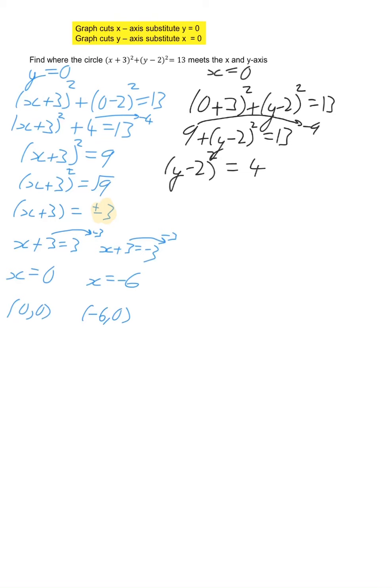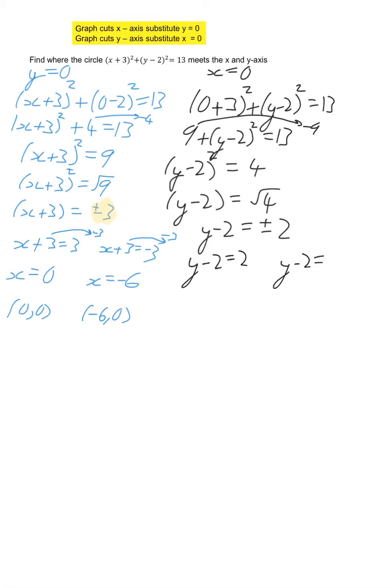So just like the question on the left, to get rid of the squared, you square root the other side. So y minus 2 now is equal to the square root of 4. So y minus 2 is equal to plus or minus 2. So I have y minus 2 is equal to 2, and y minus 2 is equal to minus 2. Working out the one on the left first, minus 2 to the other side becomes plus 2. So that means y is equal to 2 plus 2, so y is equal to 4. So that coordinate will be (0, 4).